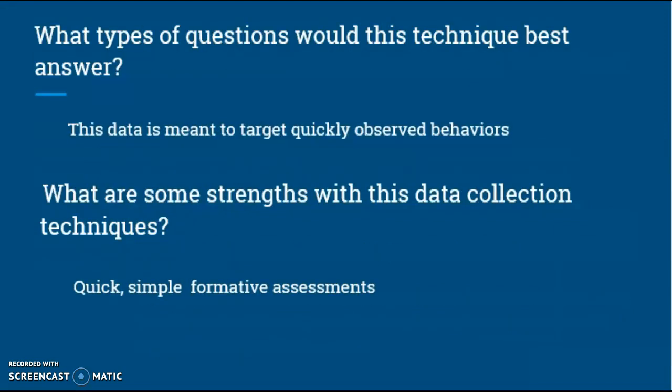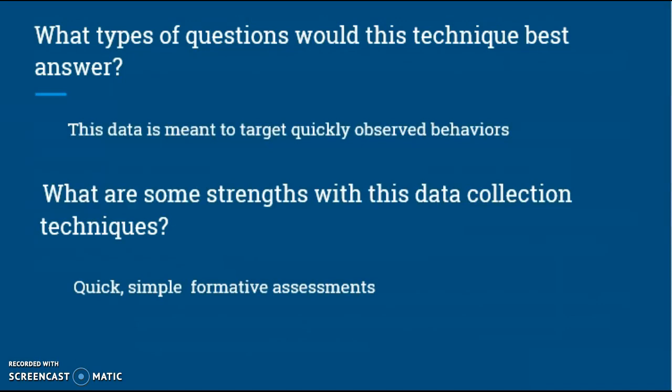The types of questions, this data is meant to target quick observations. Did he do this or did he not do this? Very simple, to the point. Some of the strengths is it's very quick, very simple, a lot of formative type assessment.